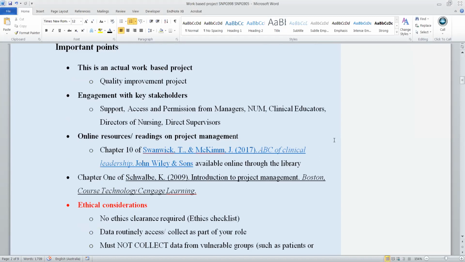There are other online resources and readings on project management that I made available on the subject Moodle site, including the reading on the ABC of clinical leadership and an introduction to project management. The take-home message from these readings is that your project needs to be realistic, achievable, and you need to be able to complete this within the timeframes of the semester.